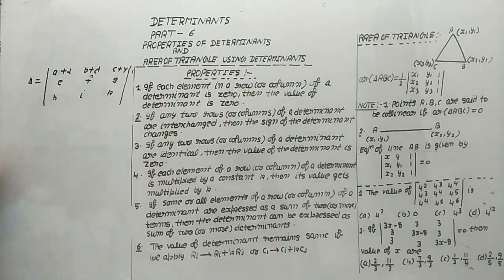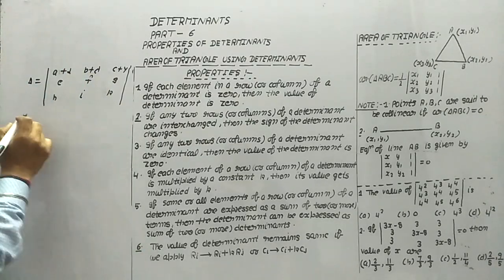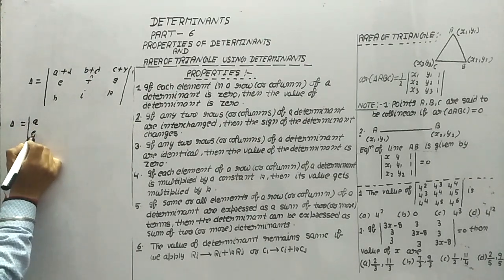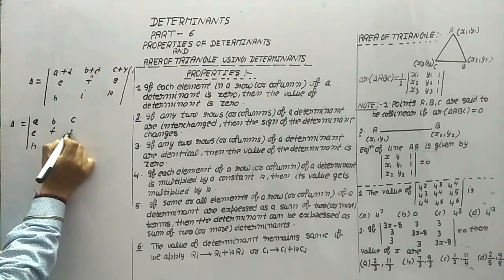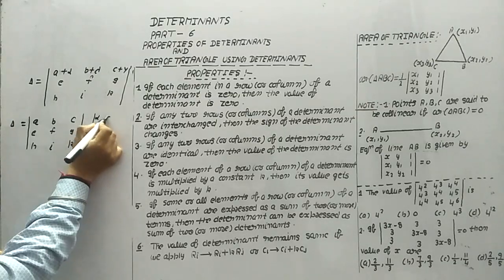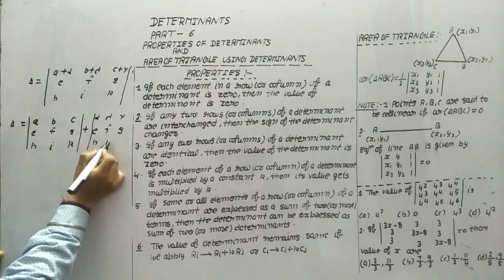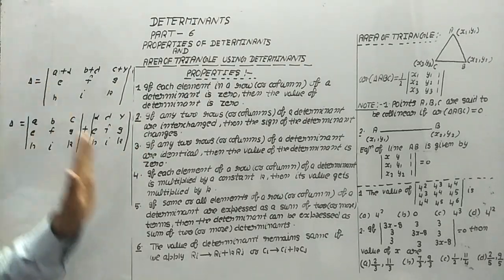Now what we are observing, in the first row we see that every element is added with something. It means the property is saying that you can convert this into 2 determinants. How? A, B, C, E, F, G, H, I, K plus alpha, lambda, gamma, E, F, G, H, I, K. So in this way we can express it into 2 determinants.